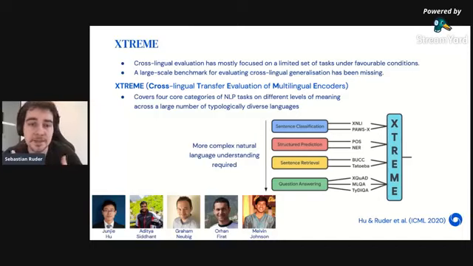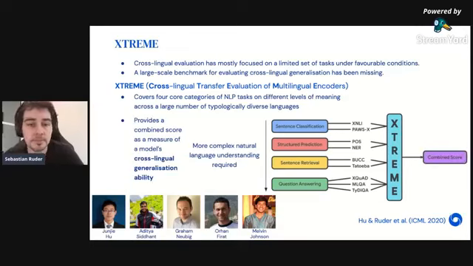So we have potentially comparatively easier sentence classification tasks that require the model to make some decision between a pair of sentences. We have sequence-level or token-level prediction tasks, like part-of-speech tagging or named entity recognition, which I mentioned before. We have some tasks which require the model to retrieve a corresponding sentence with similar meaning in the other language. And we have question answering tasks, which require the model to read a paragraph and then answer a question about it. For all of those tasks, we can then provide a combined score, which roughly represents how well the model generalizes to these other languages.